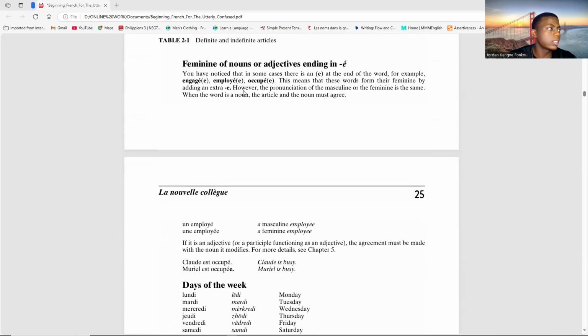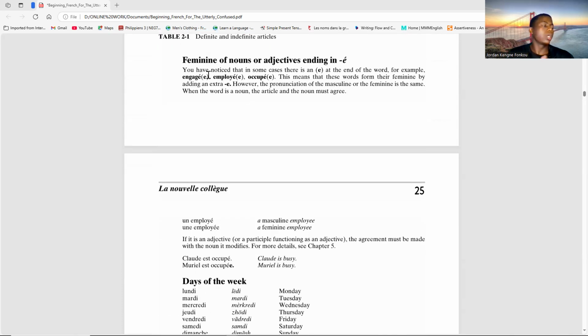So these are the indefinite articles we talked about. Now we have the feminine of nouns or adjectives ending in E. You have studied that in some cases there is an accent at the end of the word, for example engagé, employé, occupé. This means that these words form their feminine by adding an extra E. However, the pronunciation of the masculine and feminine is the same in this particular case.